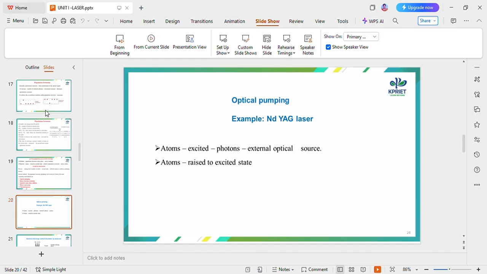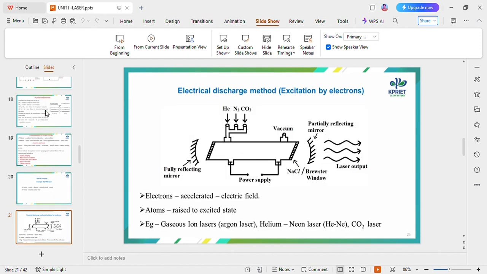The atoms in the ground state are excited to go to the excited state by using some optical sources. So the atoms are raised to the excited state from the ground state by absorbing a photon of energy which comes from this optical source. This type of pumping is called optical pumping.